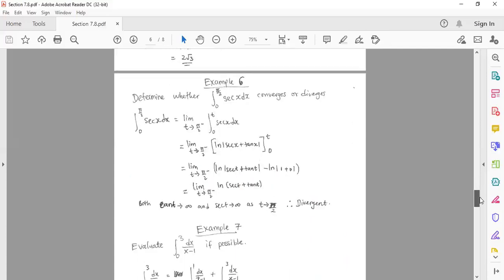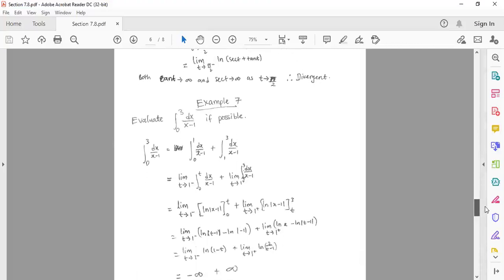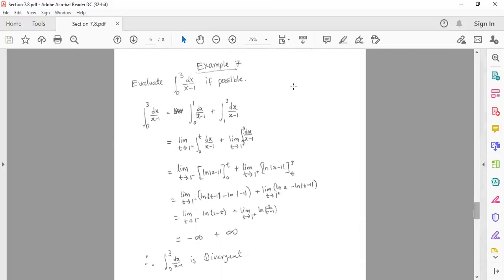Let's look at example 7. They say evaluate this if possible. Nice one. I like this kind of question. Evaluate this if possible. Now, let's see what happens. What did I say you're going to do whenever you see an integral now that you're very good at integration? That you're going to test the bound, right? So I'm going to put 0 in there.